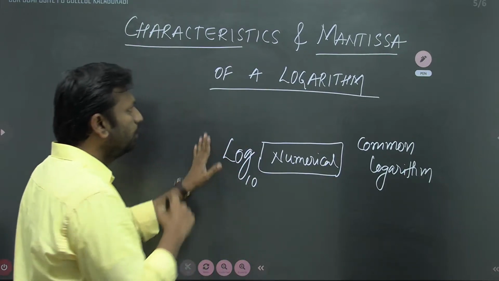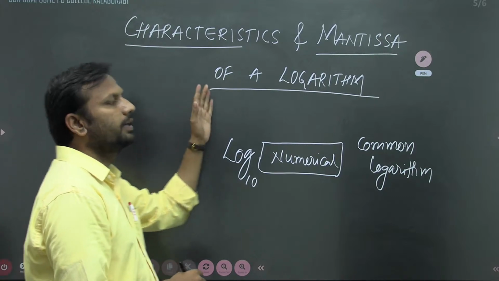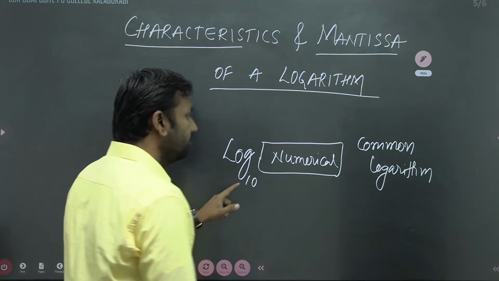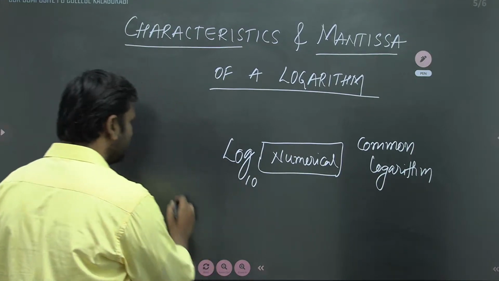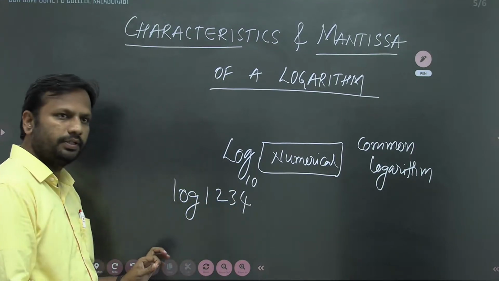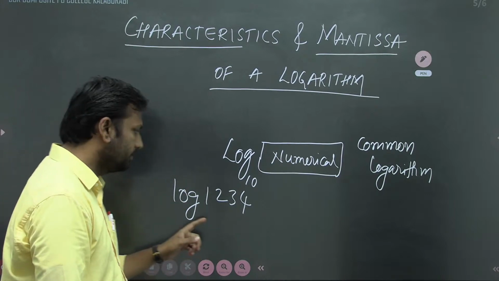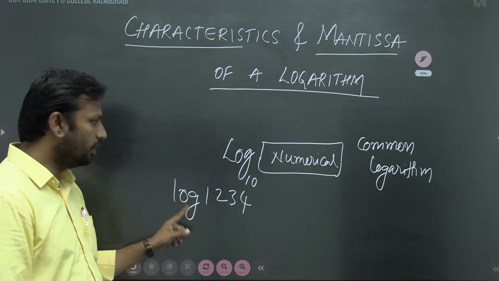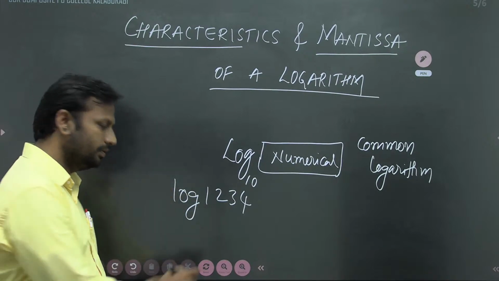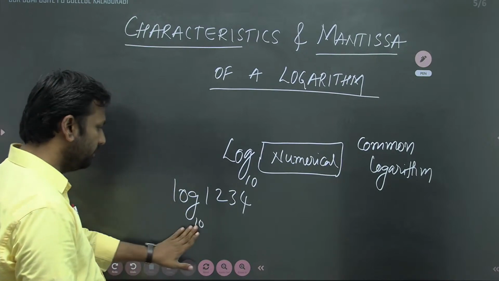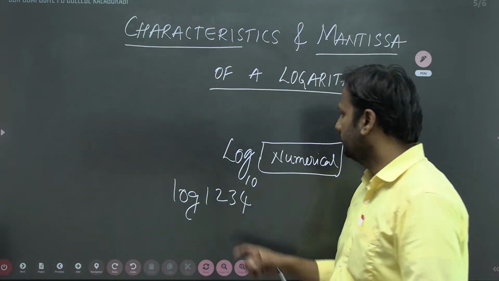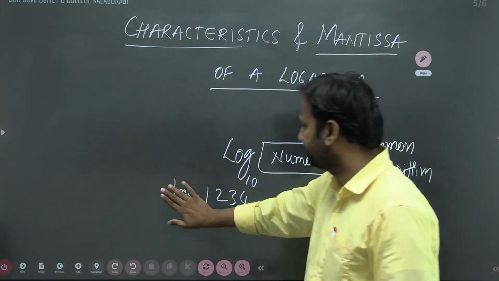Now, how to find the characteristic and mantissa part for the logarithm of a number of the base 10. Just see, students, if I mention log of a number like this, 1, 2, 3, 4, you should think that the base is always 10 here. If I have not mentioned the base 10, it is understood. The base is always what here? 10. If I do not mention it, it is understood that the base is 10. Got it? So that is a common logarithm, right?